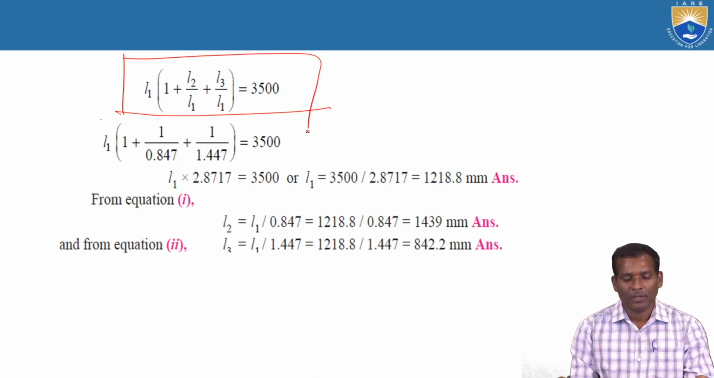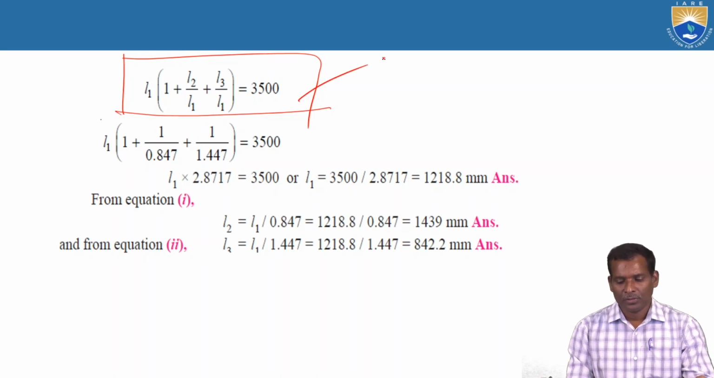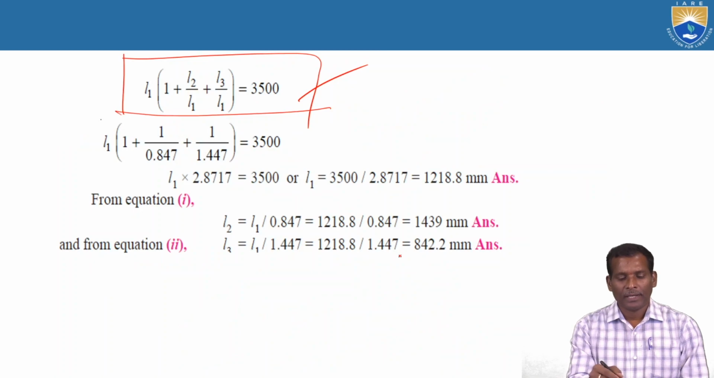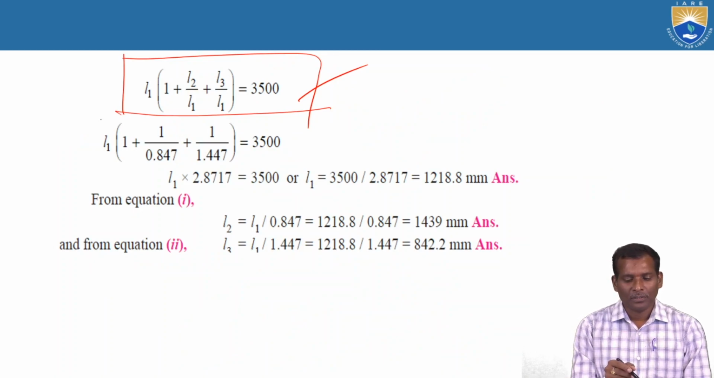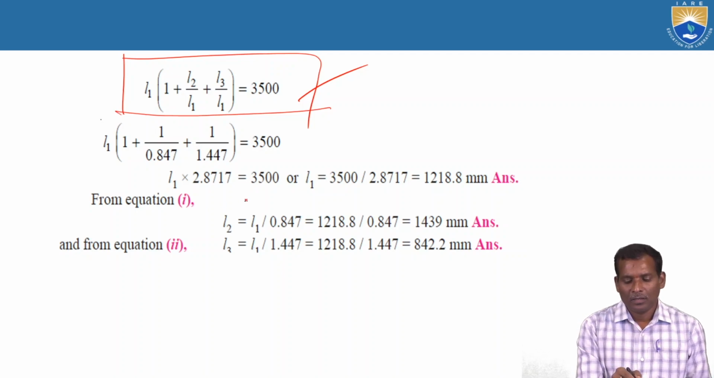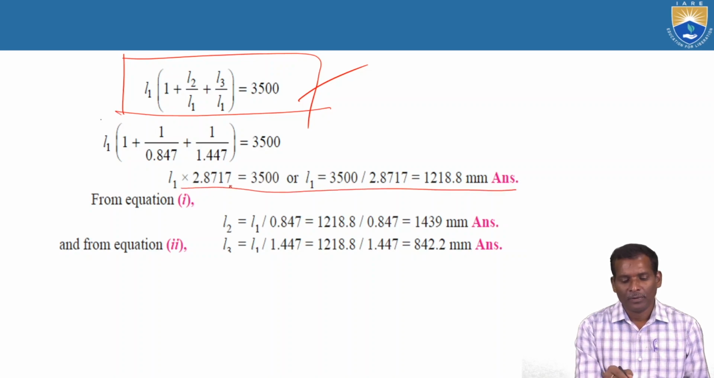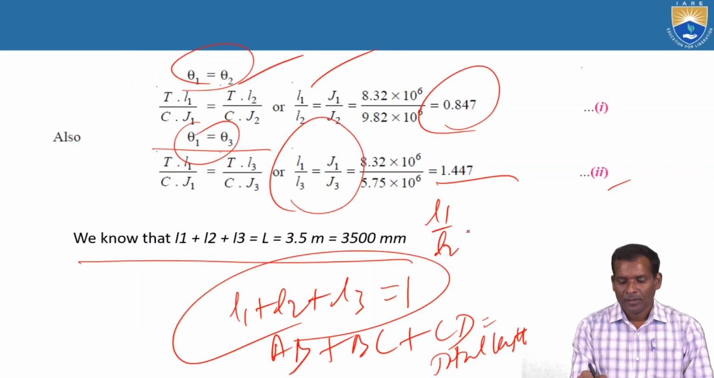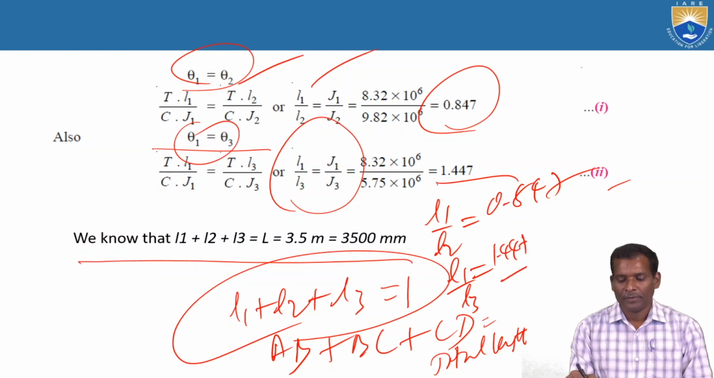L1 into 1 plus L2 by L1 plus L3 by L1 is equal to 3500. So total length is 3500 in mm. So you can write like this. Now substitute. So this L1 now, find out L1 value. So from this equation, L1 by L2 is equal to the ratio 0.847. Similarly, L1 by L3 is equal to 1.447.